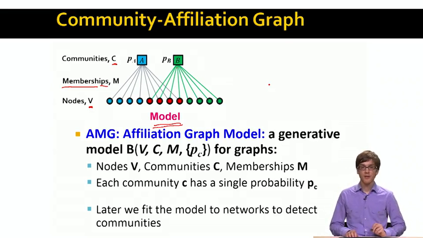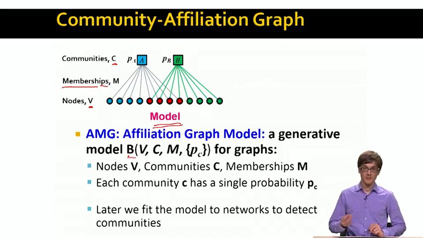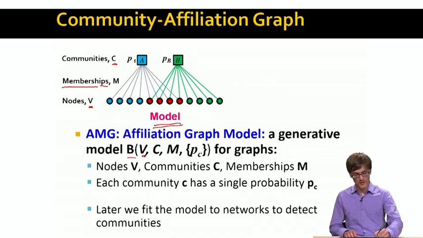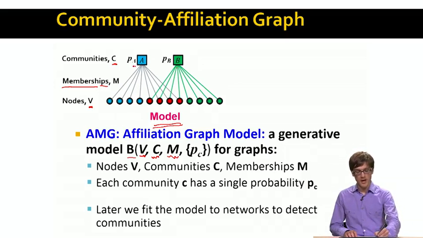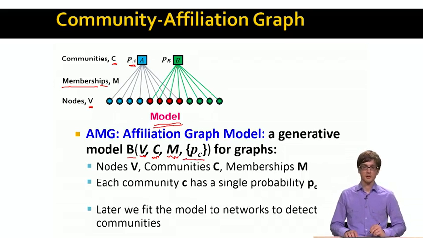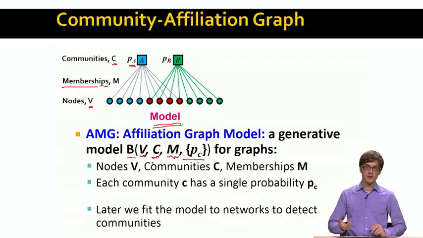The affiliation graph model is a generative model for networks, and the model can be specified with 4 types of parameters. I need to know the set of nodes in the network. This is the set V. I need to know the set of communities. That is the set C. I need to know the set of edges, the membership edges between nodes and the corresponding communities. And then every community has a single parameter associated with it. We call this parameter P sub A, P sub B, and in general, there is a set of these parameters that we will call P sub C. So the model above is uniquely defined by this tuple of 4 different sets.